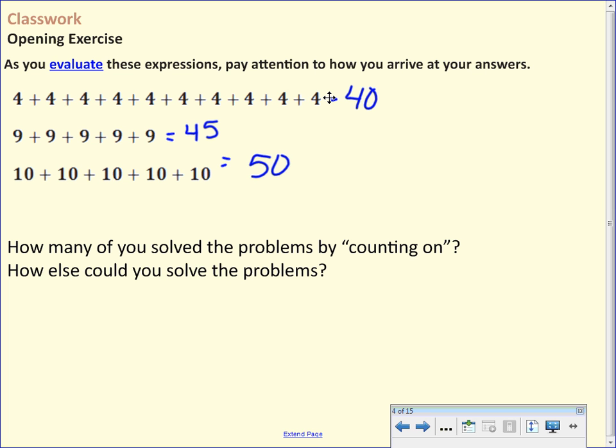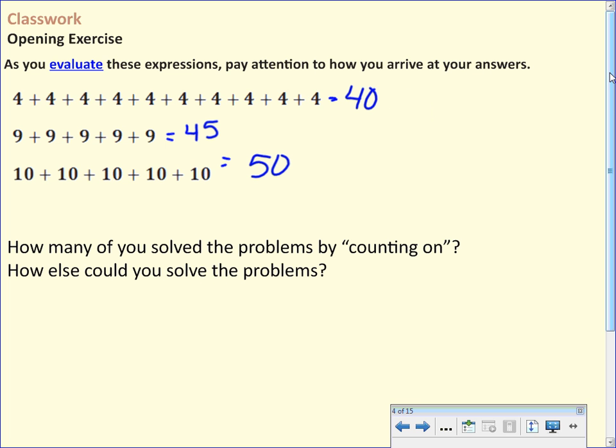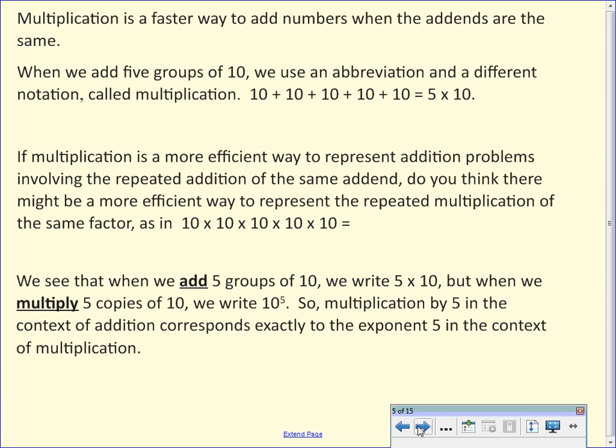What I did was I counted how many 4s there are, and I did 10 times 4. All right, so you counted how many 4s there were. So this was the same thing. There were 10 groups of 4. Here we had 5 groups of 9 and 5 groups of 10. Didn't that give us the same answers? Yes. So this is repeated addition. It's the same thing as multiplication.